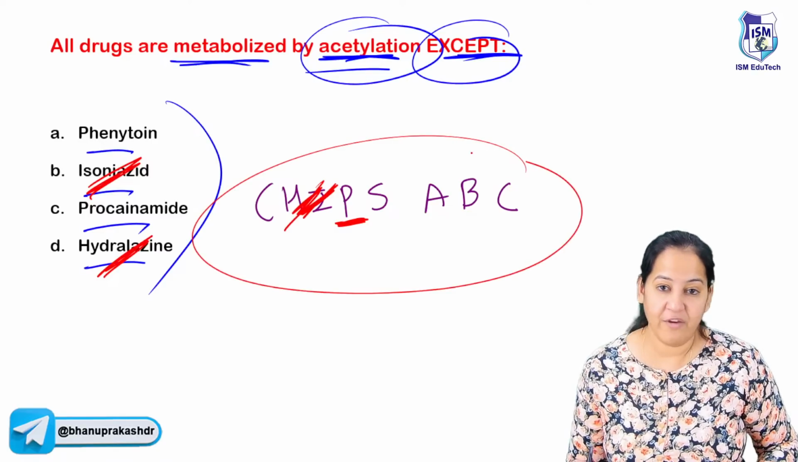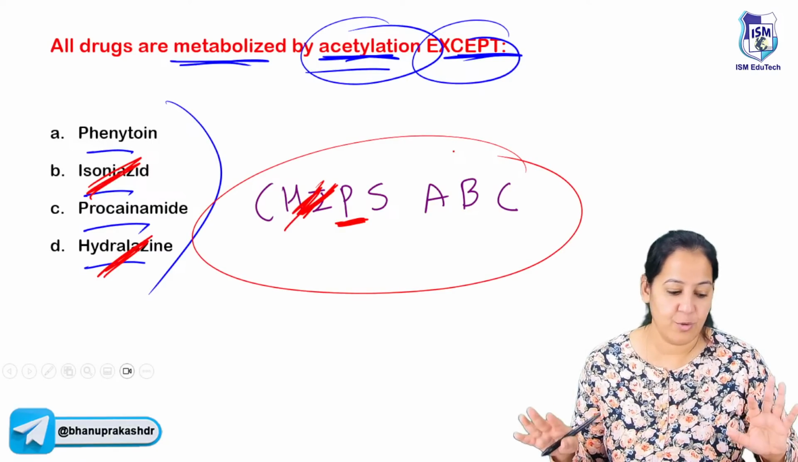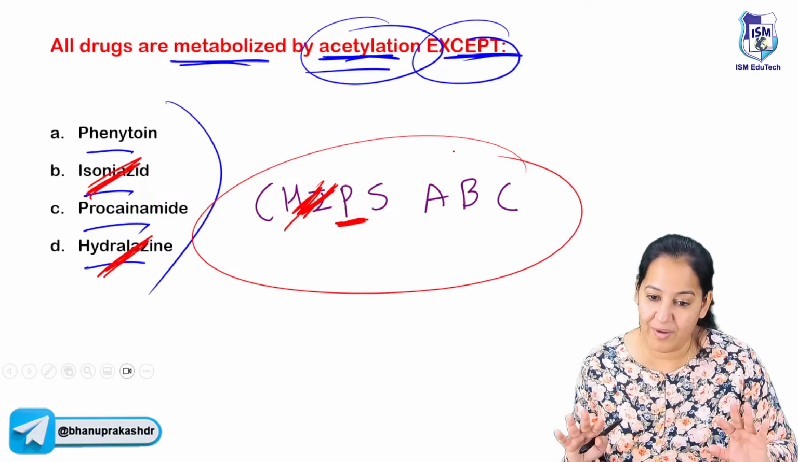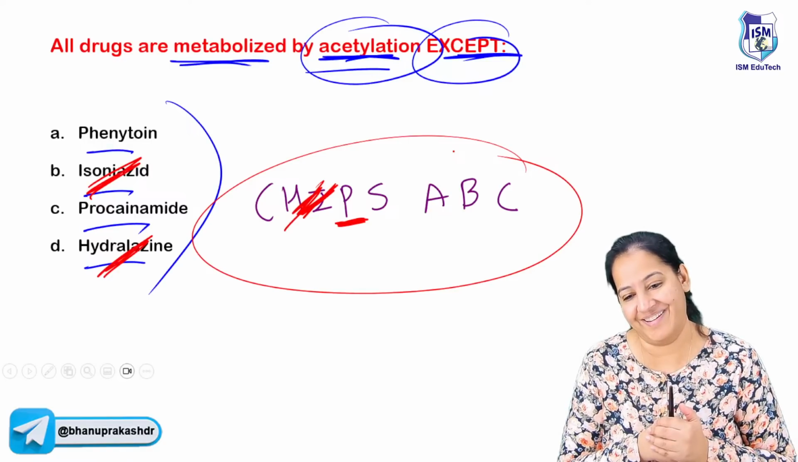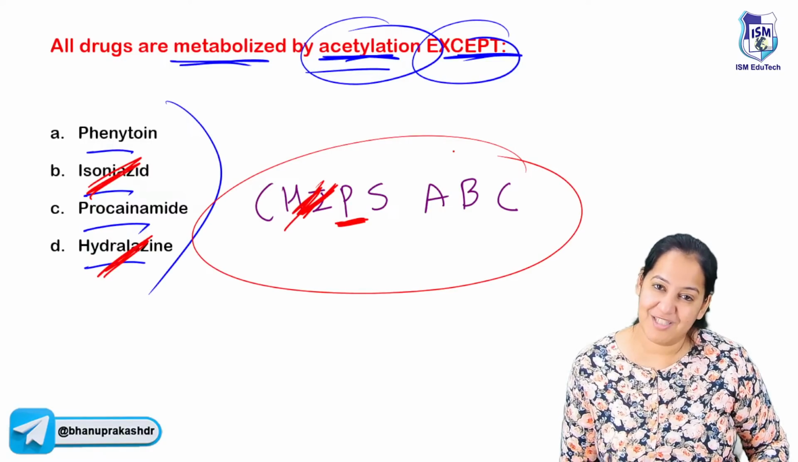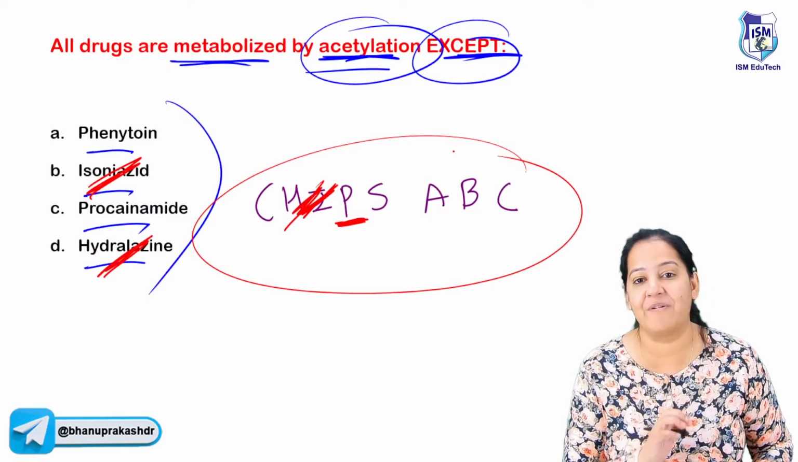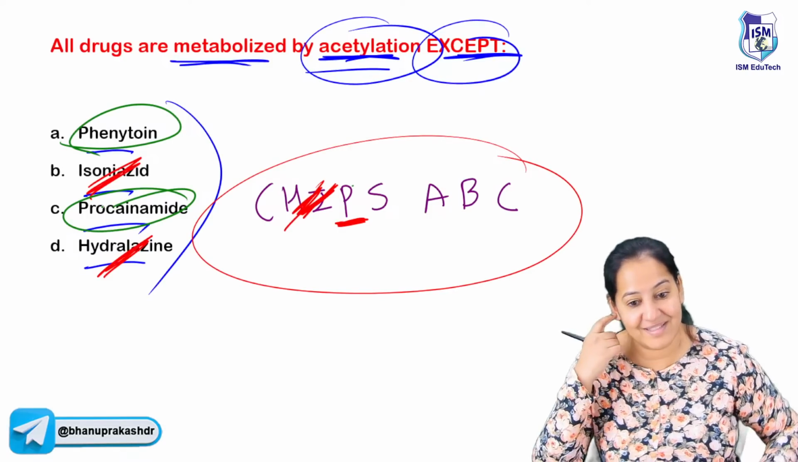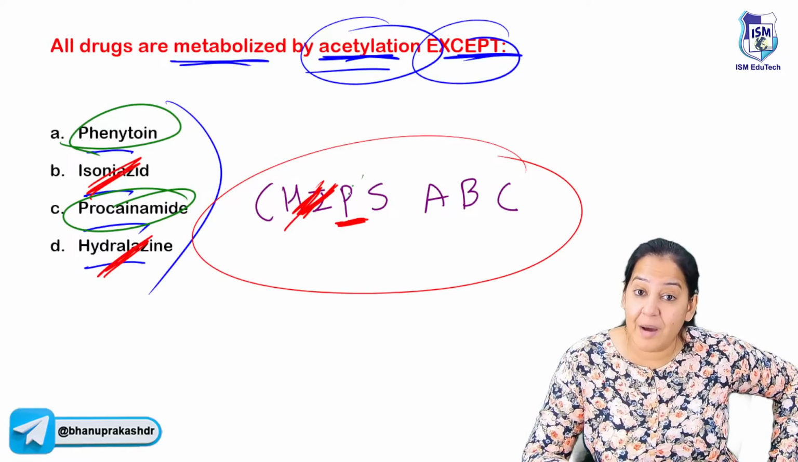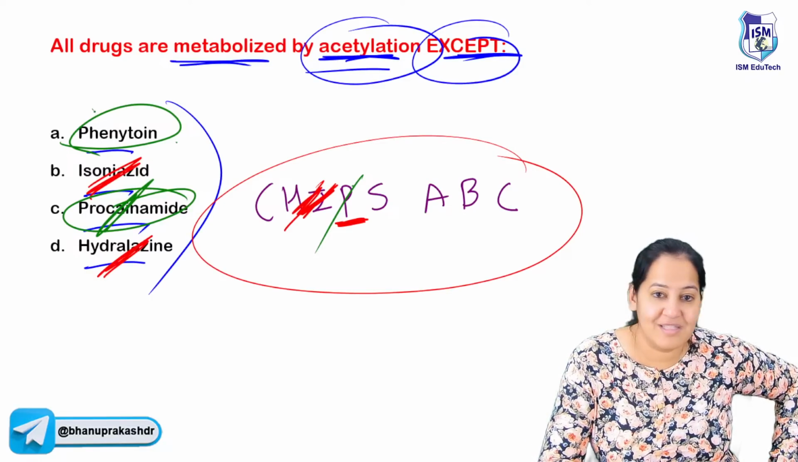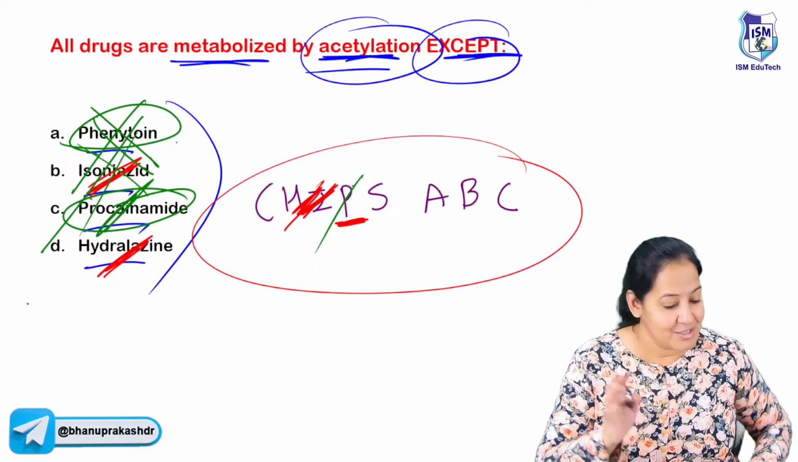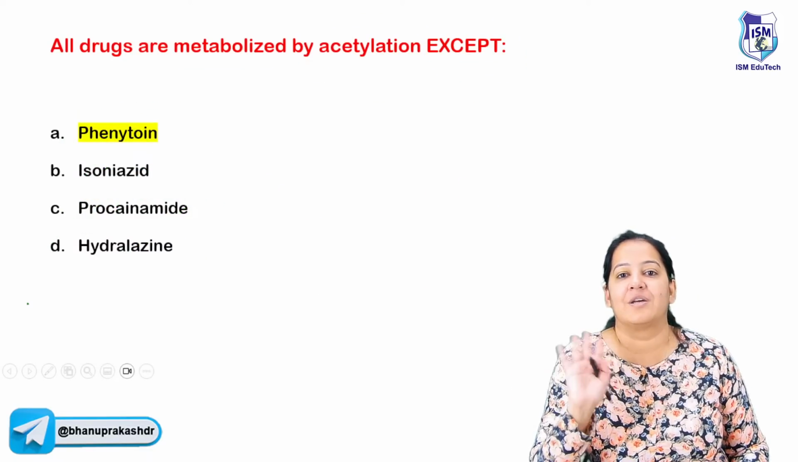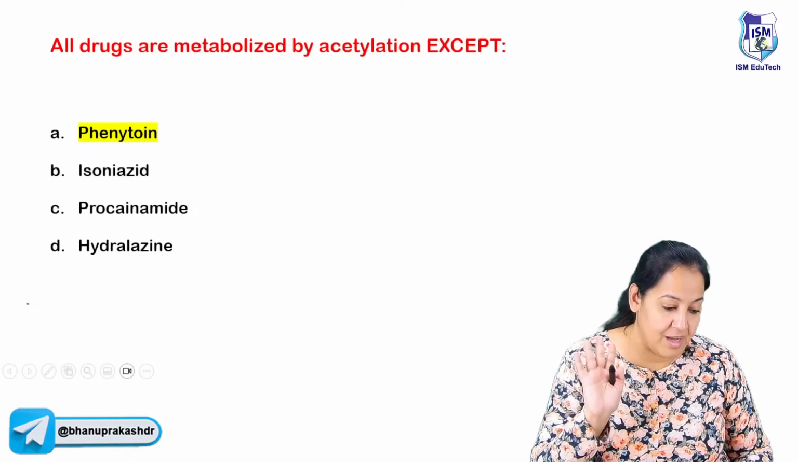If you know the mnemonic but don't know the full form, it's good for nothing. So people, learn the mnemonic, but learn the full form of the mnemonic. Got my point? Even KG kids can learn a mnemonic, but you have to learn the full form of that. What is this P standing for? Is it phenytoin or is it procainamide? That decides your answer. So this P is procainamide. So procainamide is also coming, but in this mnemonic, phenytoin is not coming. So phenytoin is not metabolized by acetylation. You can come to the answer if you know the full form.